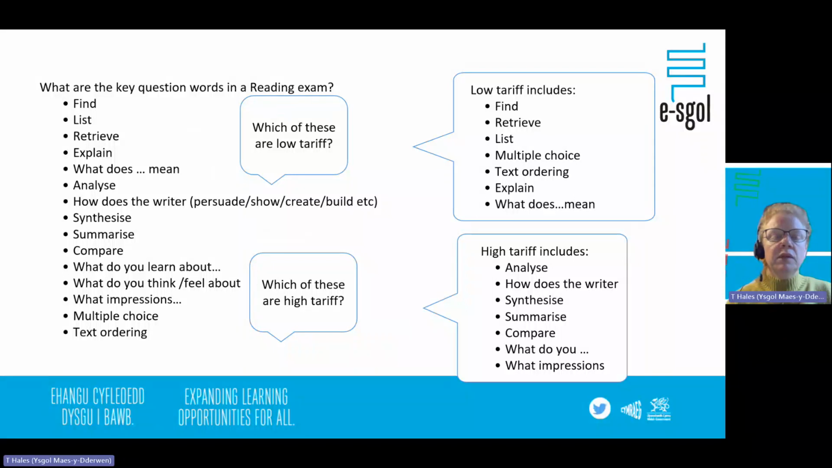So I would say low tariff are the ones which give you the keywords such as find, retrieve, list, the ones which offer you a multiple choice. Those are the questions which are not requiring you to do a lot of explanation, you're not analysing, you're simply finding information and writing it down quickly. Those are low tariff questions.